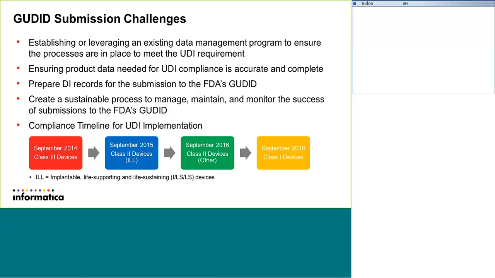Under the UDI regulation, starting September 2014, labelers of Class 3 medical devices have been required to submit UDI data for their products to the GUDID. In the coming months and years, these requirements will extend to manufacturers of Class 2 and Class 1 devices as well. It's worth mentioning that labelers that fail to comply with the UDI regulation will not be able to sell their products in the US. In addition, the FDA could impose potential enforcement action and penalties for violation of UDI requirements.